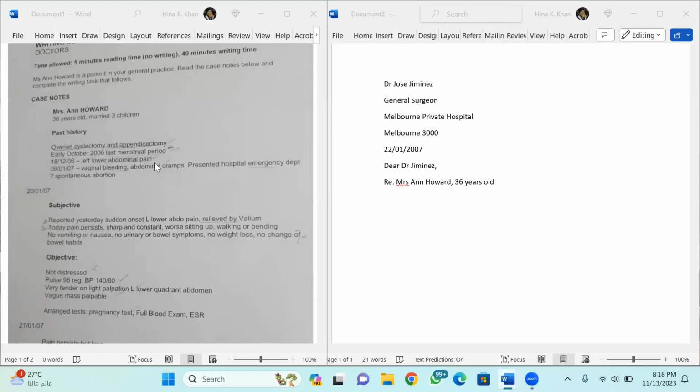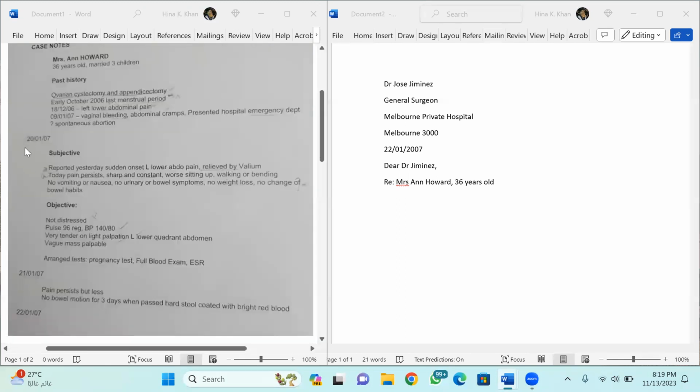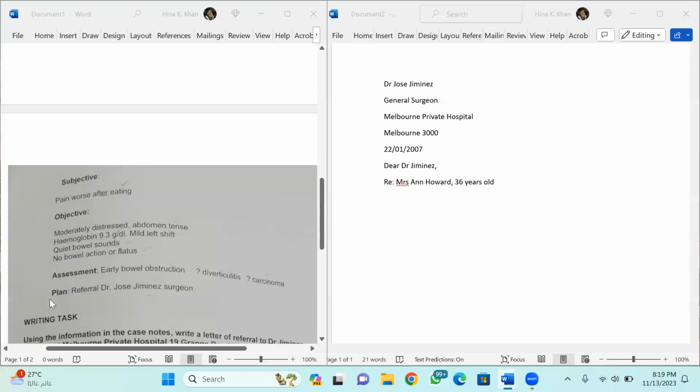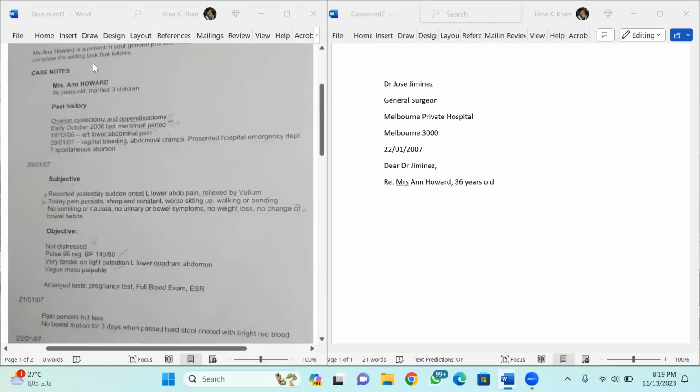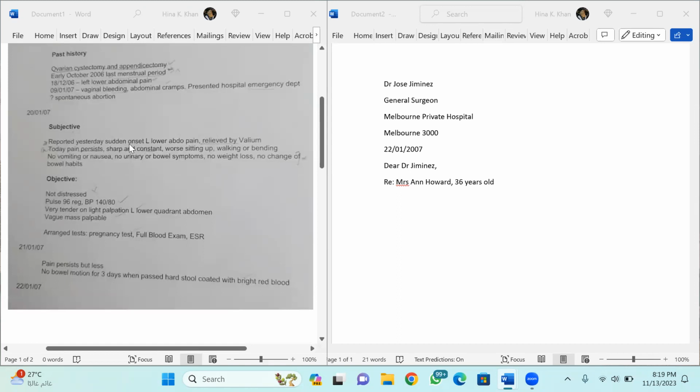Okay, fine. Left lower abdominal pain, then again vaginal bleeding, hospital emergency, and spontaneous abortion. Can you see that there is a question mark beside this spontaneous abortion, which means we are suspecting it. It's not confirmed. If it was confirmed, then there would be no question mark. Then initially she was visited on the 20th, then the 21st, and then the 22nd. And this card has only 3 visits. The initial visit was what? Lower abdominal pain, which was relieved by Valium. Pain persists. Everything is happening on the 20th.